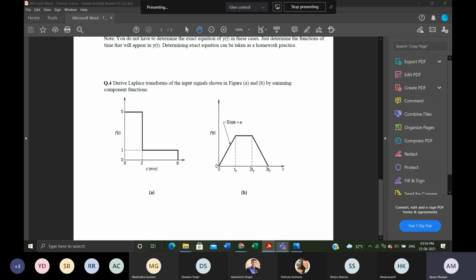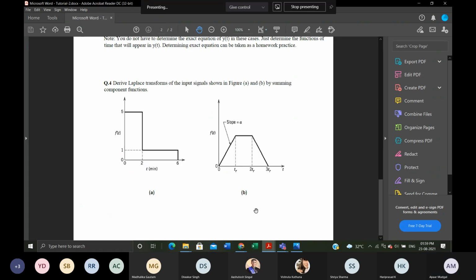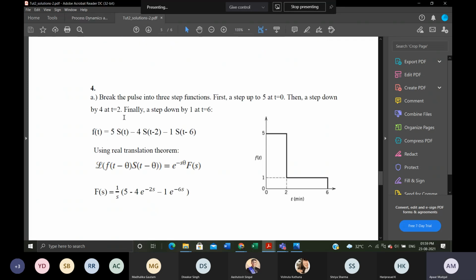Okay, let's start. So we can break this graph into three parts. First, we are going from 5 to 1, which is a difference of 4, and then at time t equals 6, we are going from 1 to 0, which is a difference of 1. So we can write this equation as this. At t equals 0, we have 5. At t equals 2, we are down by 4, and at t equals 6, we are down by 1. We can write this equation as this.